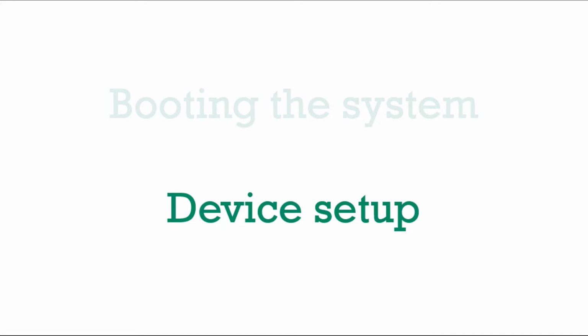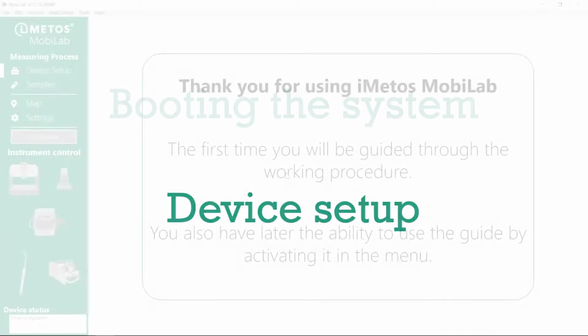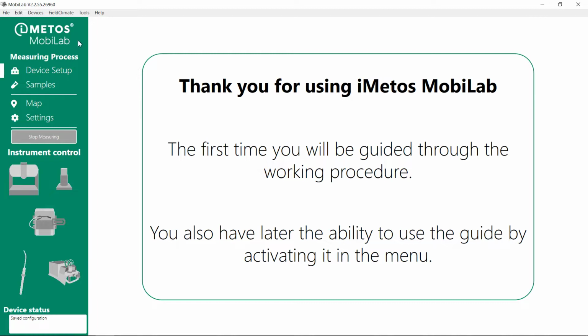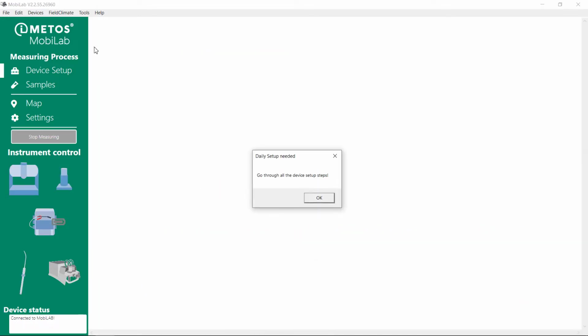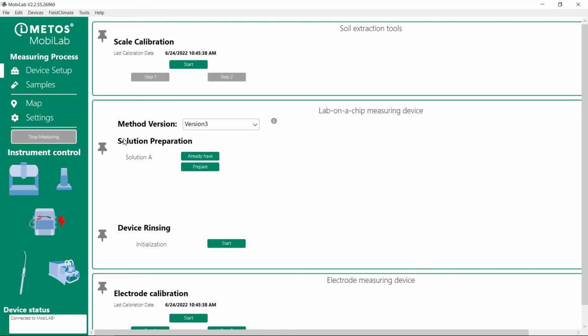Your whole system is now ready for the device setup. For this, the software must be connected to the devices. This is done with the button Devices, Connect in the top bar or by clicking directly on the device icons. Now all connected devices appear blue in the instrument control.